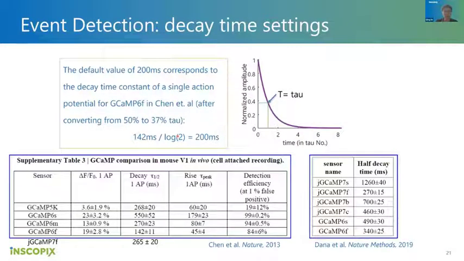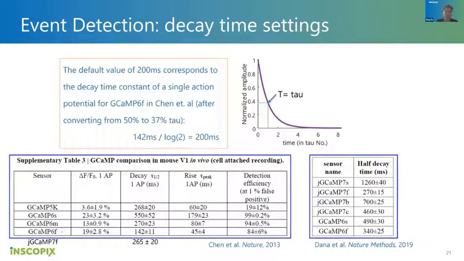So I will talk about some event detection. We are using both amplitude-based and also temporal profile-based thresholding values. The temporal profile is based on their one action potential decay time, a little bit conversion to the 37% tau, typical tau. And this is a built-in 200 millisecond applied to the 6F.